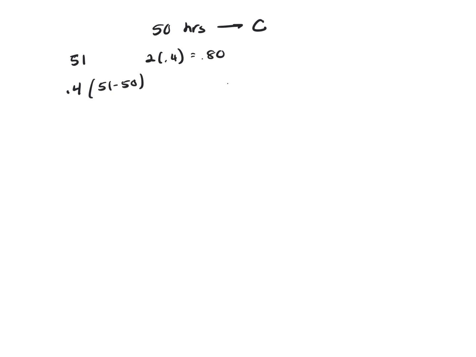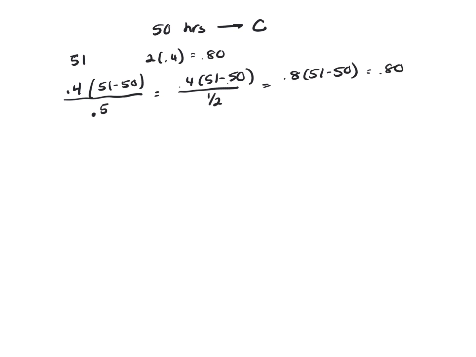And 30 minutes is 1/2 of an hour. So we need to divide by 0.5. Well, let's see about that. Let's rewrite that as 0.4 times 51 minus 50 divided by 0.5, which is 1/2. Multiply top and bottom by 2, and that will give you 0.8 times 51 minus 50. So 51 minus 50 is 1 times 0.8, that'd be 80 cents plus that C dollars.